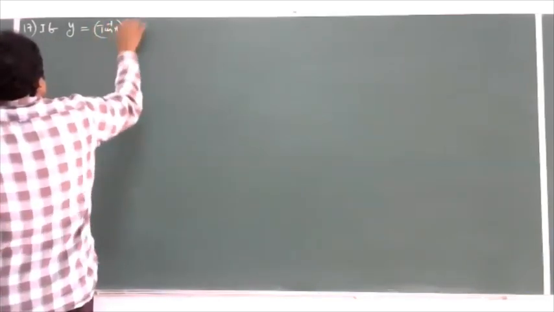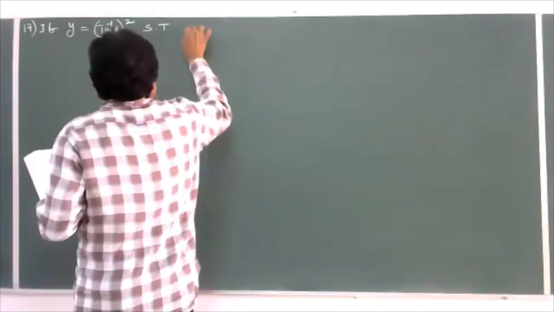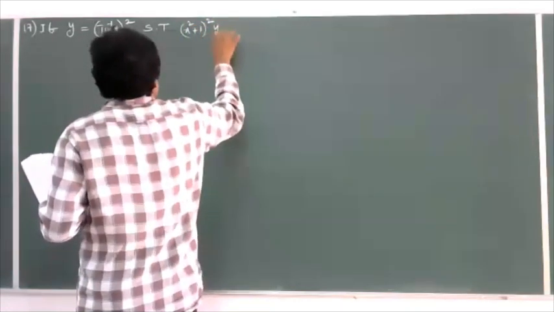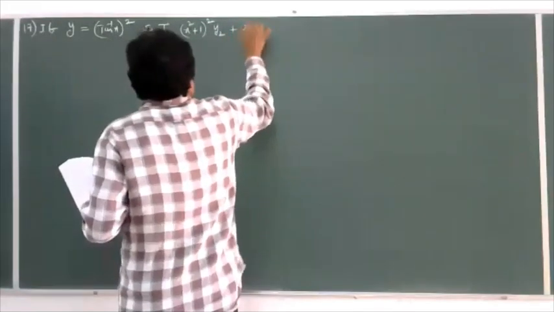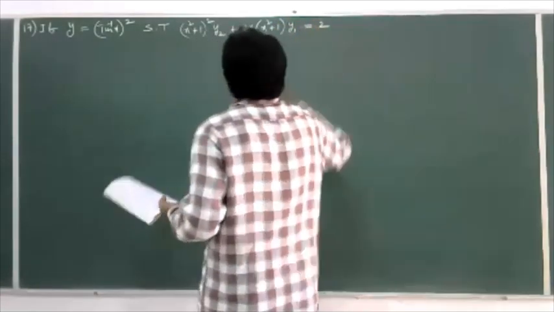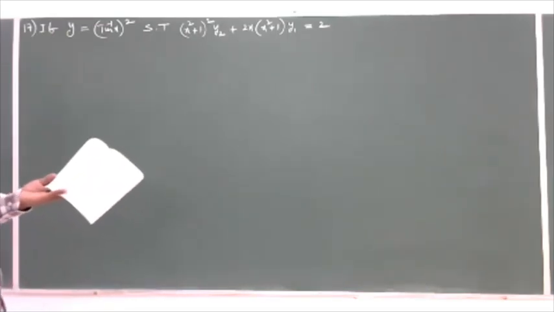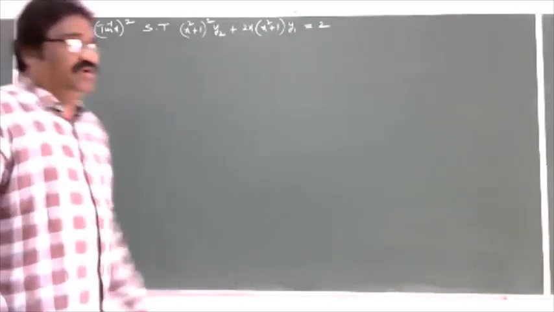17th problem. If y is equal to (tan inverse x) whole square, then show that (x square plus 1) whole square into y2 plus 2x into (x square plus 1) into y1 is equal to 2.